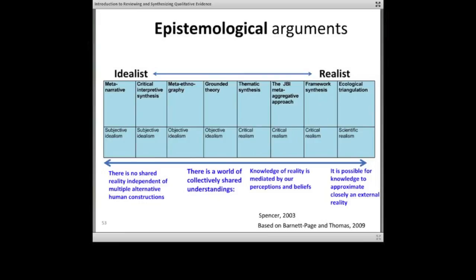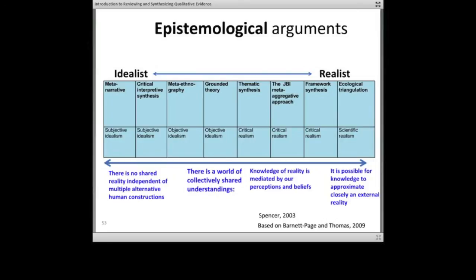So that's one area that would help you to choose. Another one is that you need to take some sort of stance epistemologically if you want to choose a particular approach. As you can see, all of these approaches are somewhere situated between a realist perspective and an idealist perspective. The idealist perspective is much closer to interpretive science. The realist perspective is a bit closer to what positivists would believe in, in the sense that they believe there is some sort of external truth out there that we can search for using qualitative evidence, while idealist researchers would claim that there is actually no shared reality that is independent of human construction.